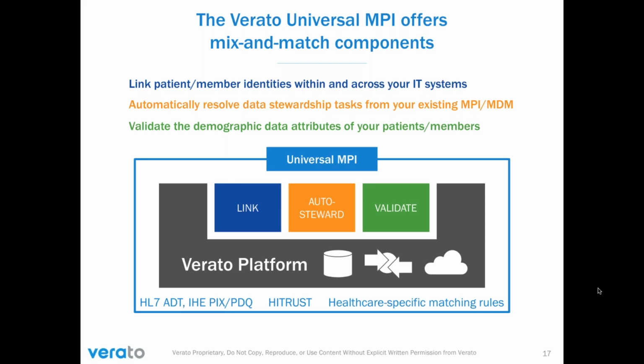Here's his name, here's his birth date, here's his address. Can you, Verato, validate this against your reference database? So we go and we check and we say, yes, we know John Case in our reference database. So he's a real person. That's useful in and of itself to know.